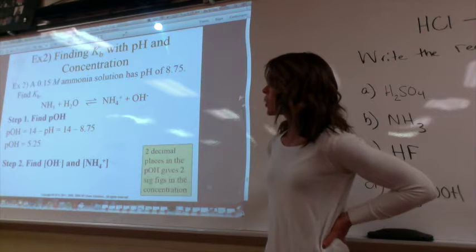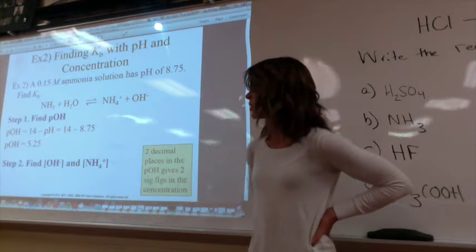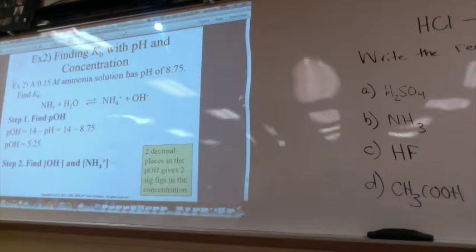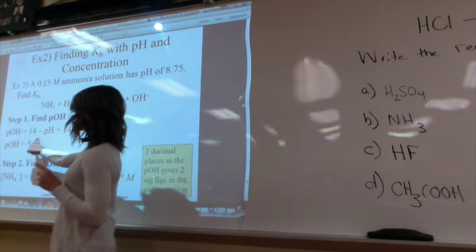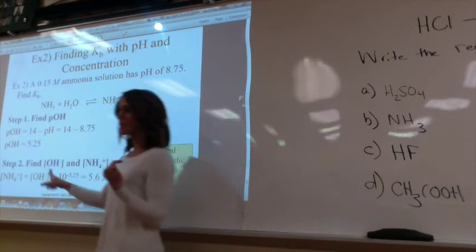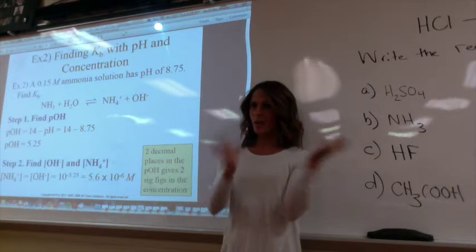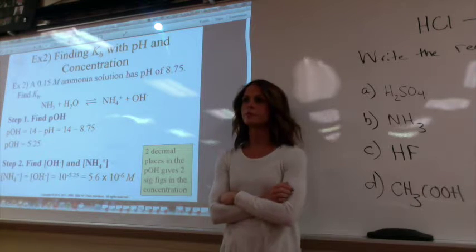So now we're going to find OH concentration, which is going to be the same as the NH4 because it's X in our ICE chart. So 10 to the negative 5.25 gives me 5.6 times 10 to the negative 6. Recognize that you had to go backwards this time. So given the pOH as two decimals, then my sig figs in my concentration can only be two sig figs. It's going backwards. So 5.6 times 10 to the negative 6 molar.